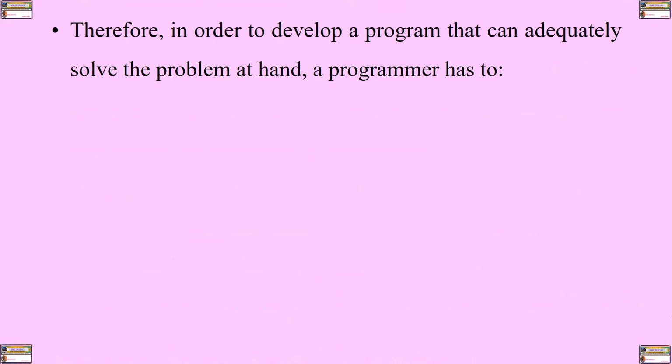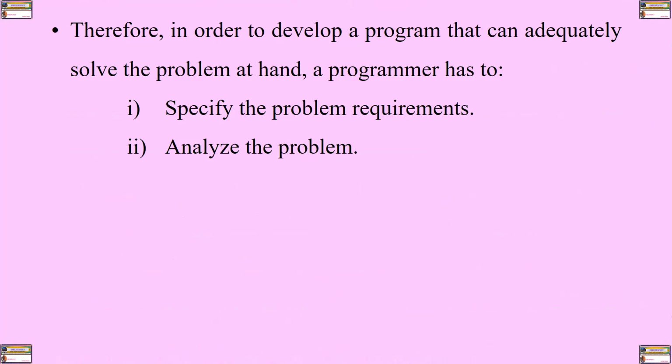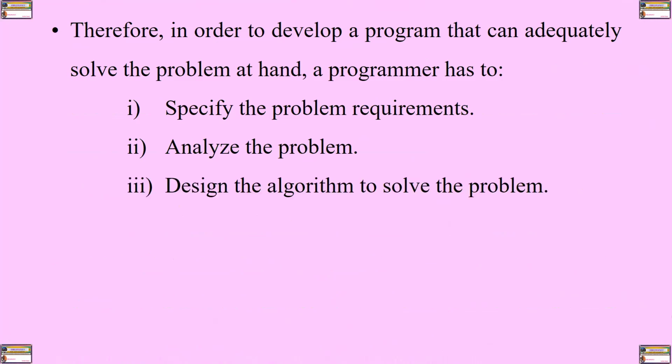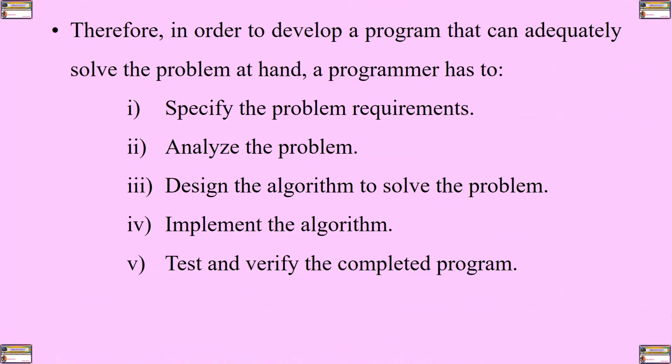Therefore, in order to develop a program that can adequately solve the problem at hand, a programmer has to, number one, specify the problem requirements. Number two, analyze the problem. Number three is design the algorithm to solve the problem. Number four is to implement the algorithm.